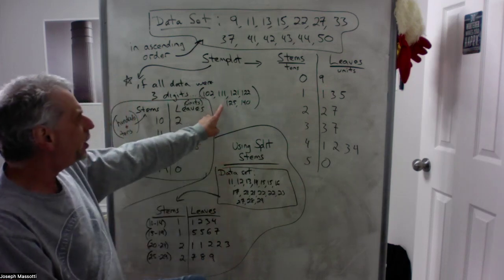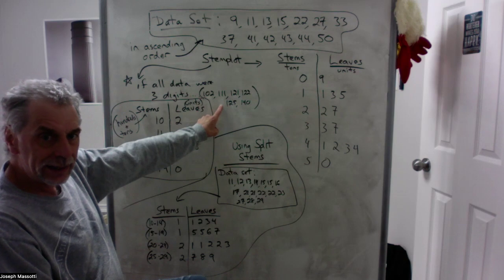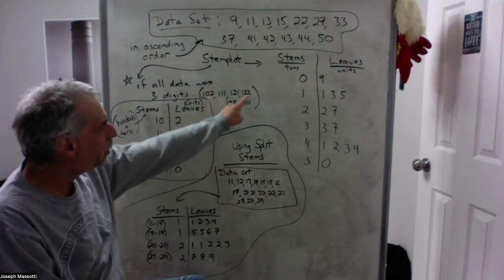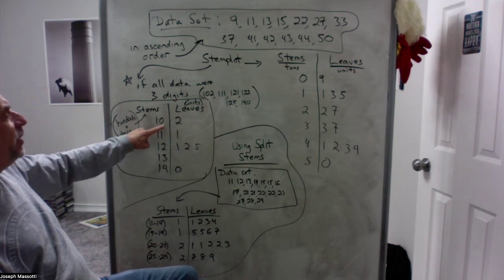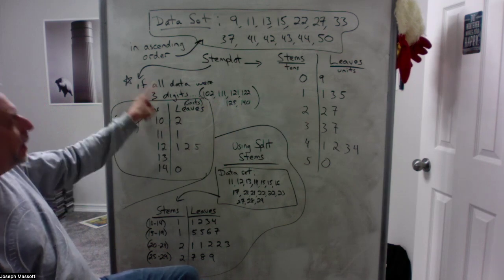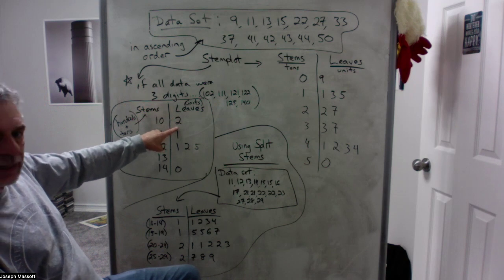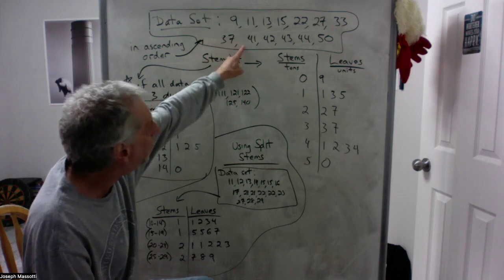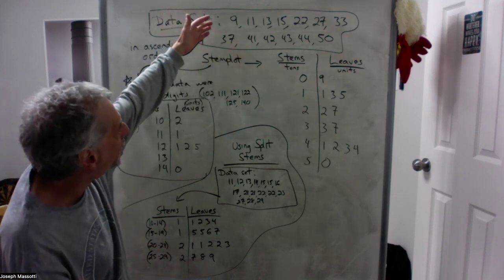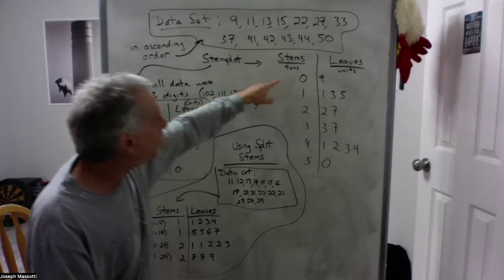If it's 3 digits, like if we had this data set here with numbers that have 3 digits in them, then we use the hundreds and tens digits as the stems, and the last significant digit is the leaf or the leaves. Okay, so looking at this data set here, again, we have 13 values.